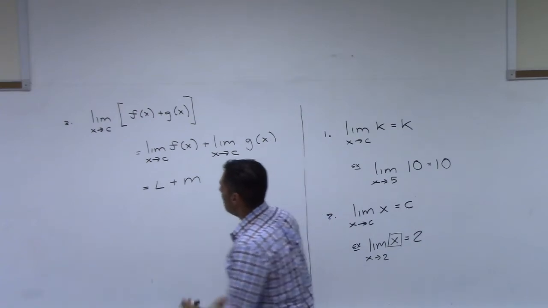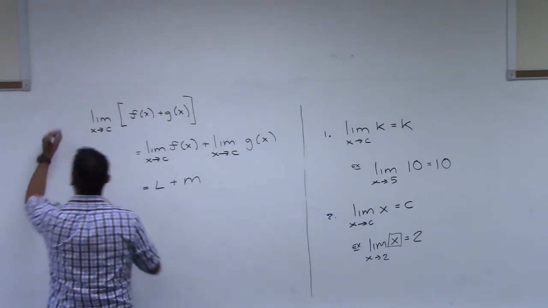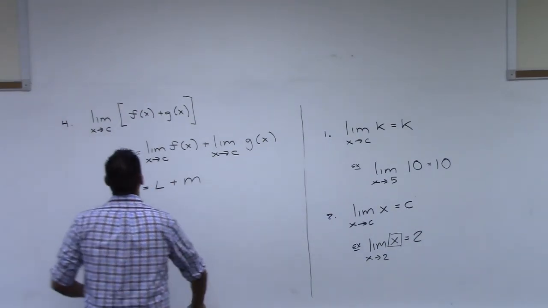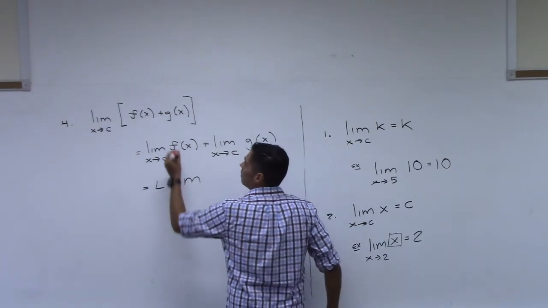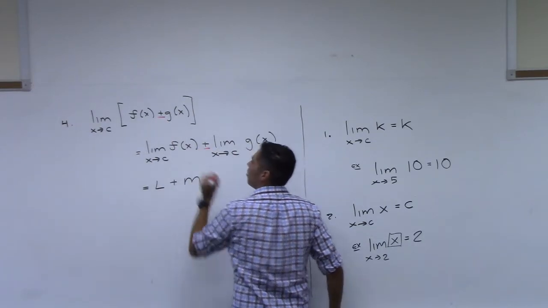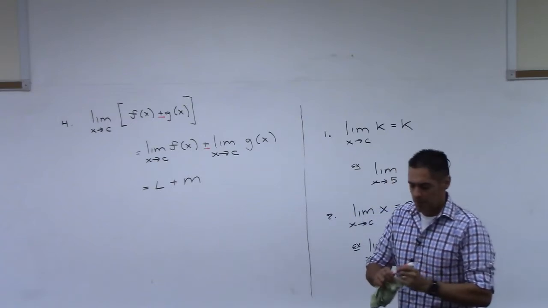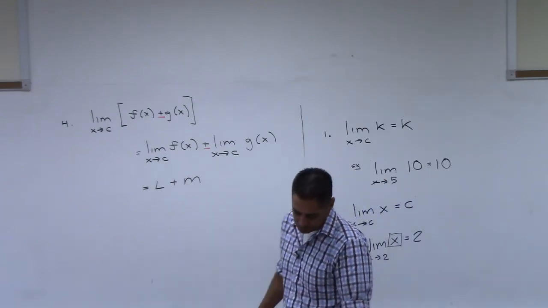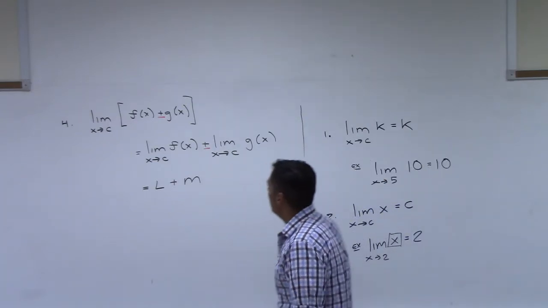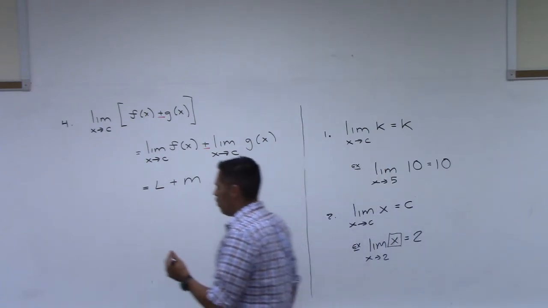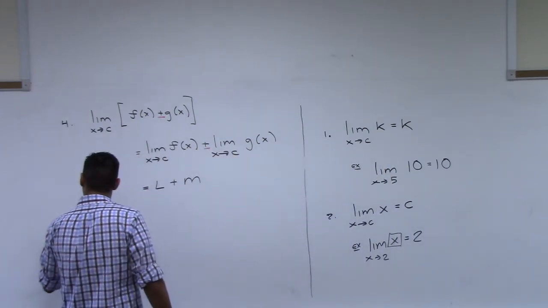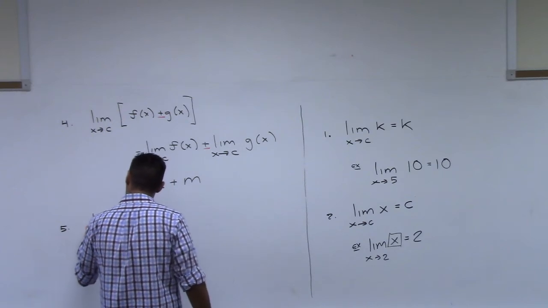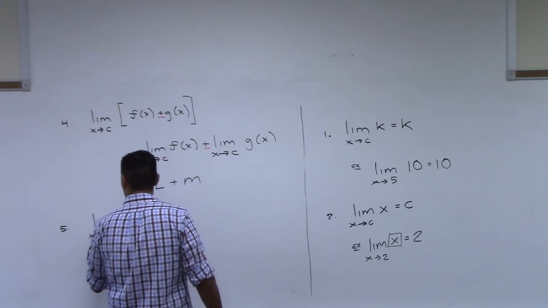Now, property 4, there's just one change to property 4 from this one. What do you think it is? Subtraction. Subtract becomes subtract. Okay? All right, this next one, the fifth one, always seems to complicate or confuse people.